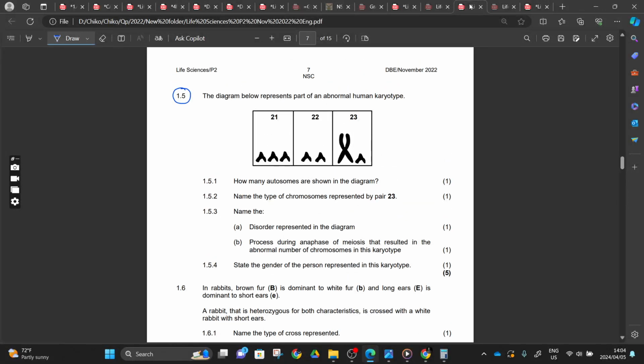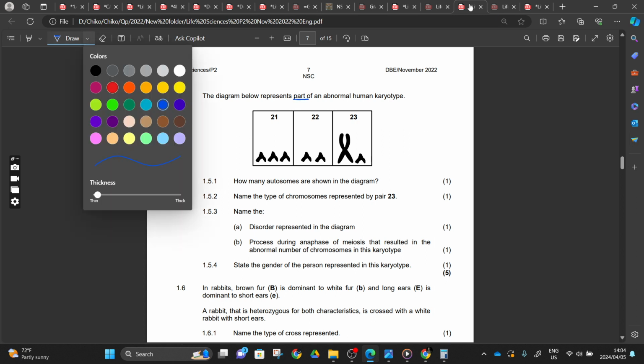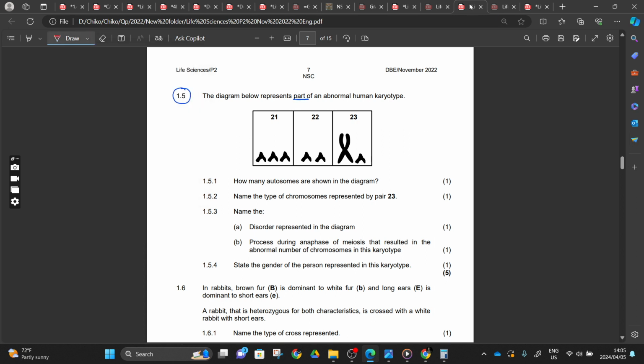As you can see at 1.3, the diagram below represents part of an abnormal human karyotype. So this one is an abnormal karyotype. Now with your understanding of a human karyotype, you will see that this had to be 22, 22. We should be having 22, 22.